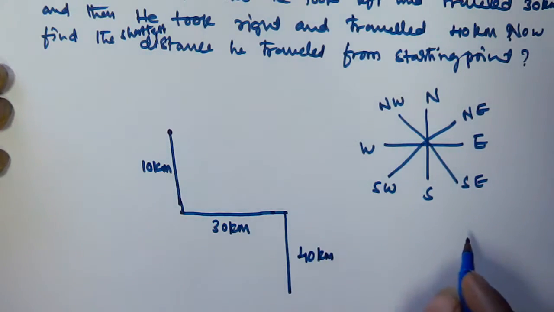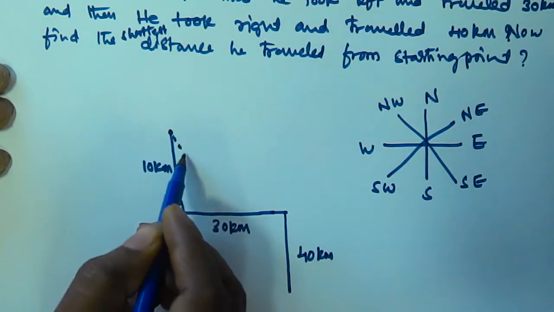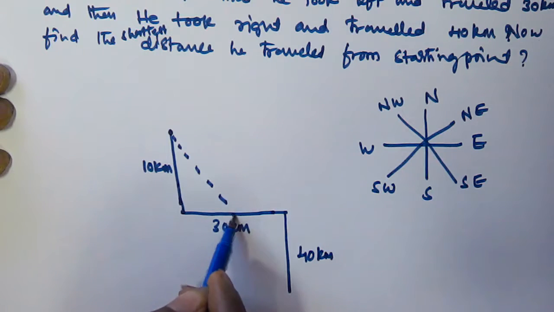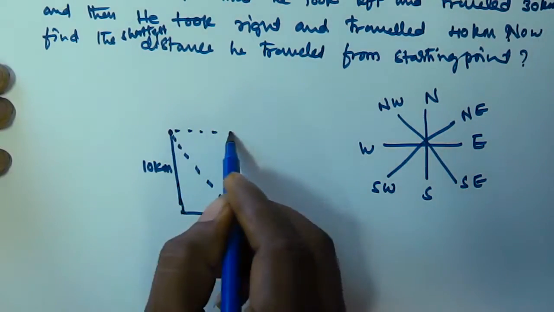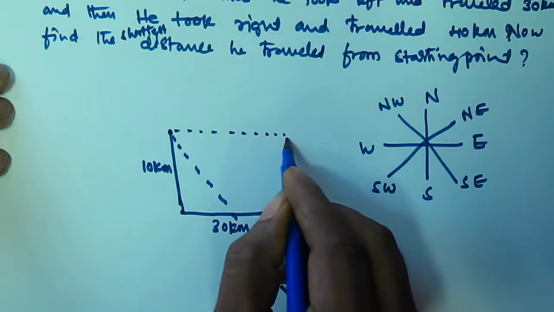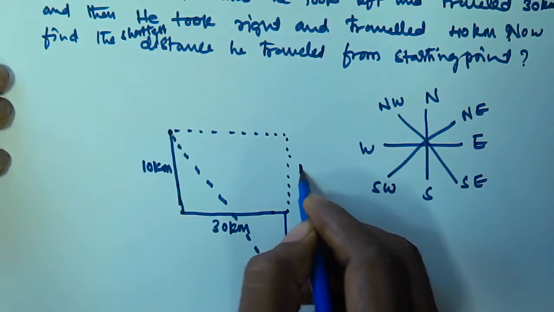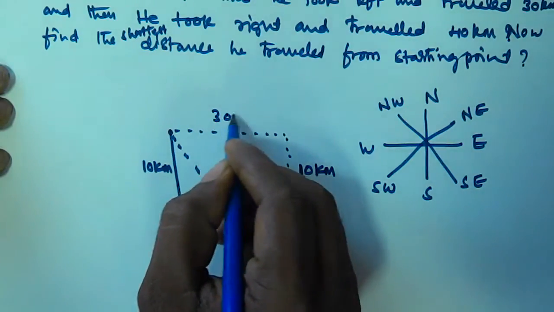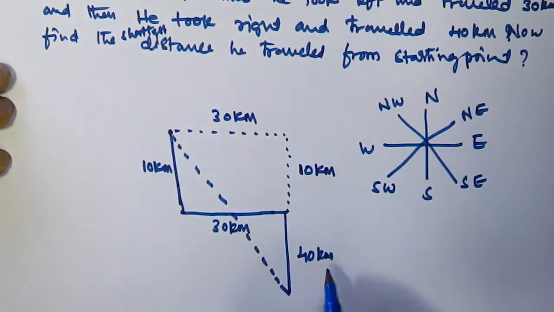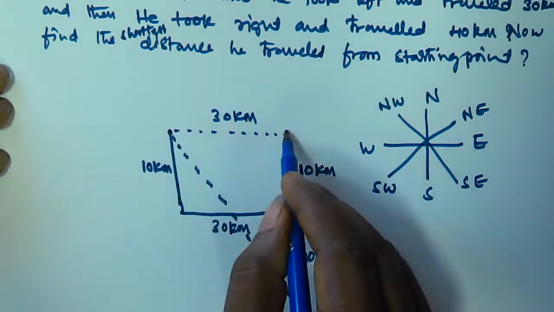So now we have to find the shortest distance he traveled from starting point to ending point. So that means we have to find the distance, this one. To find this distance, I extend this one till here, and then I extend from here to here, right? So if here he traveled 10 kilometers, that means here also he traveled 10 kilometers. If this is 30 kilometers, this is also going to be 30 kilometers, right? So now the total distance here is 40 plus 10, 50 kilometers, and this distance he traveled is 30 kilometers.